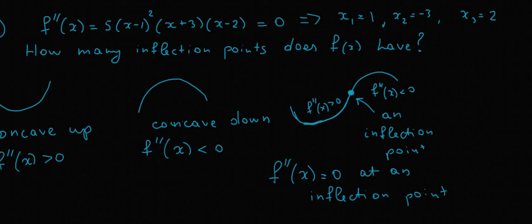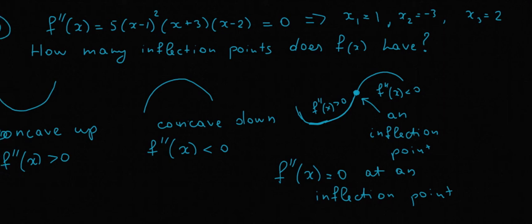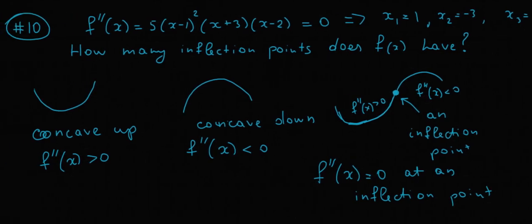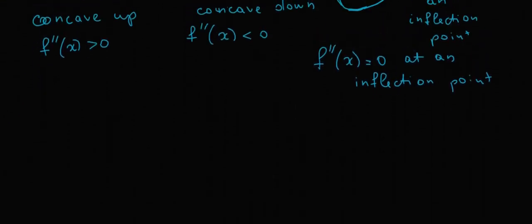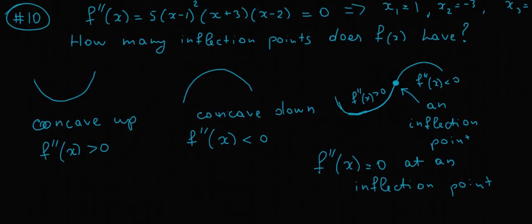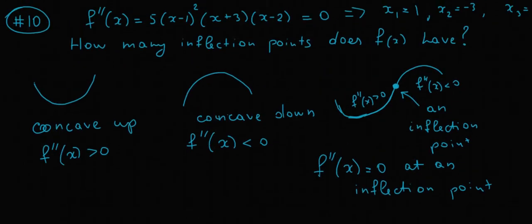Now, what we need to do next is look at the signs of the second derivative on intervals in between these points. So let's go ahead and draw the number line. We will mark these points on the number line, and then we will determine the signs of the second derivative on those intervals. I need to copy this formula for the second derivative.